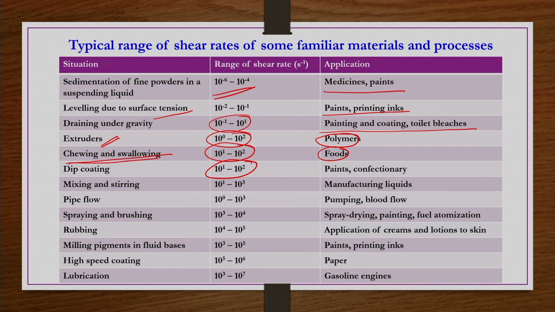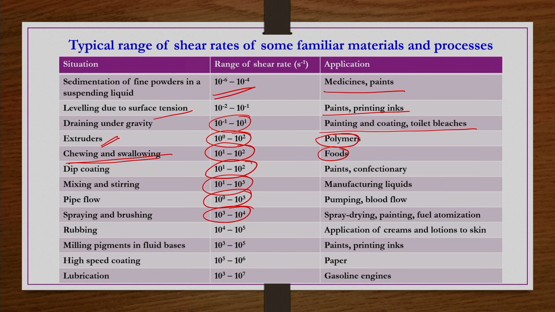Likewise in mixing and stirring, which is very common in the process industry, 10 power 1 to 10 power 3 second inverse. Pipe flow, 10 power 0 to 10 power 3 second inverse. Spray and brushing, like in spray drying, painting, fuel atomization, there also we have spraying. There the range of shear rate is 10 power 3 to 10 power 4 second inverse.